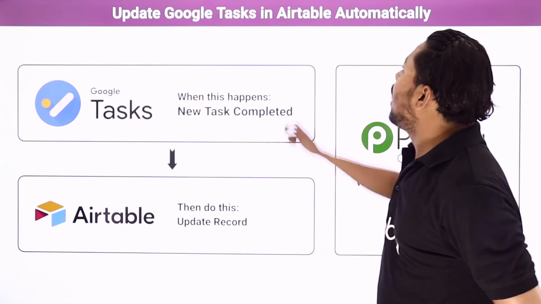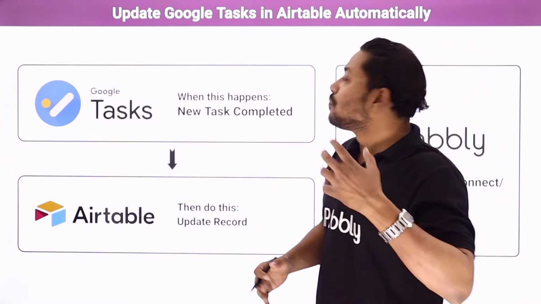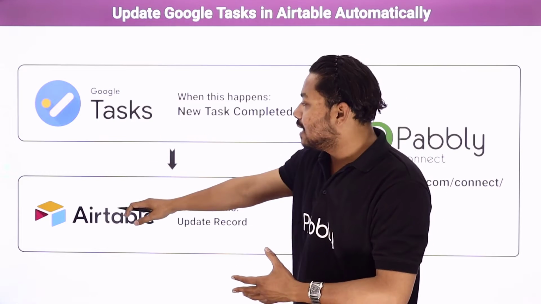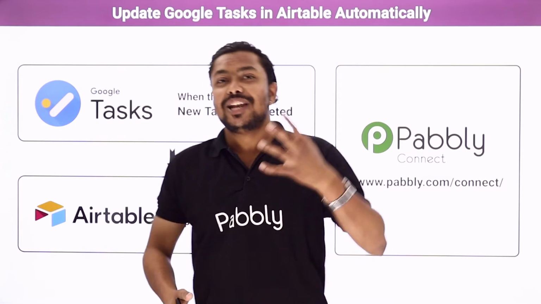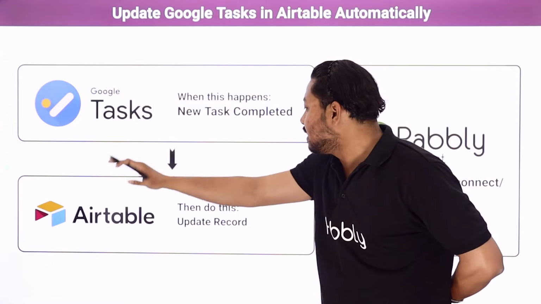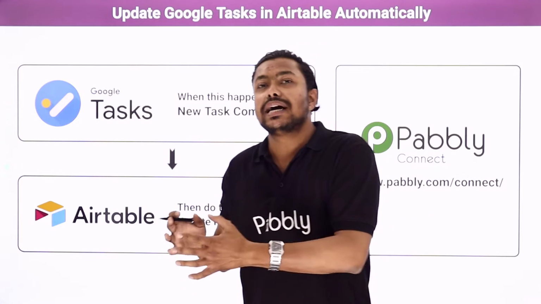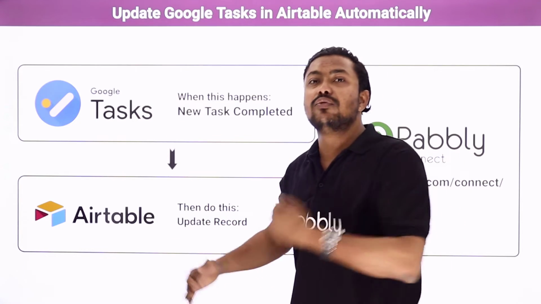So today I am going to tell you how you can update Google Tasks in Airtable automatically. Now suppose you have connected your Google Tasks and Airtable, obviously by Pabbly. Now what is happening? New tasks on Google Tasks will automatically get updated in your Airtable database. Now when those tasks get completed, what will happen?